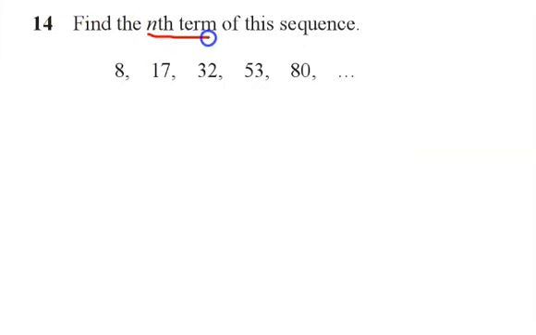Okay, find the nth term for this sequence. Now here 8 to 17, so we have here about 9, and 17 to 32 here we do have about 15, and 53 to 32 we have here about 21, and here we do have 80 minus 53, so this is about 27. So if you notice, it is not the same, right? It is not the same.